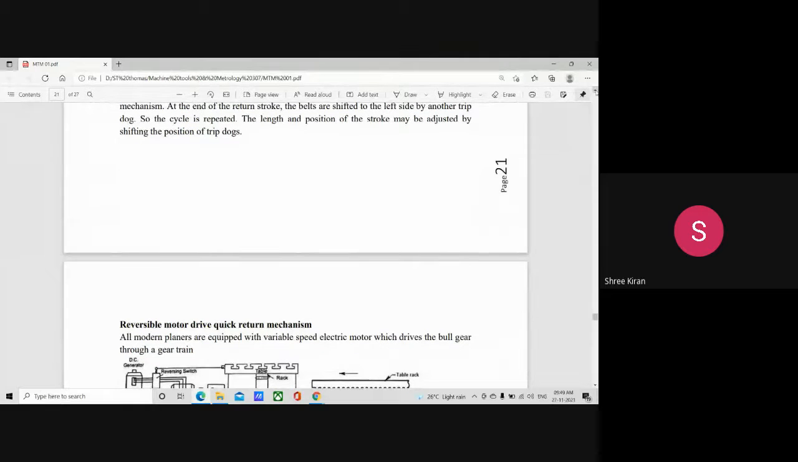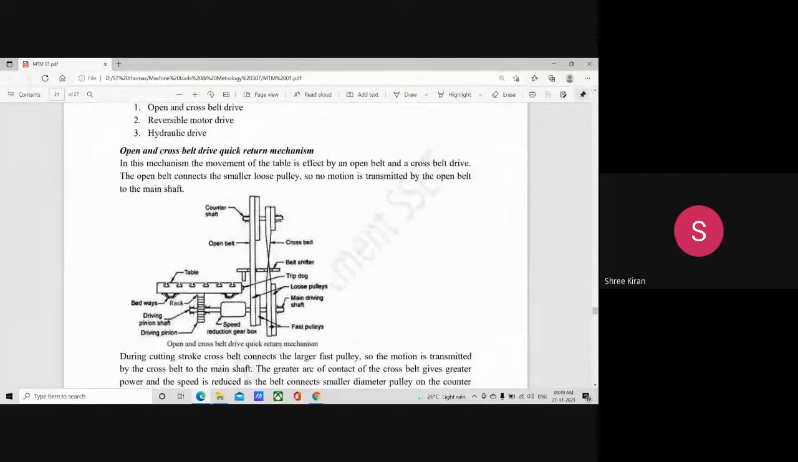Now this was about the open and cross belt drive quick return mechanism, where there is a changeover from the main shaft and the small shaft, with respect to the main and the small gear shaft, to the forward movement for the cutting operation.